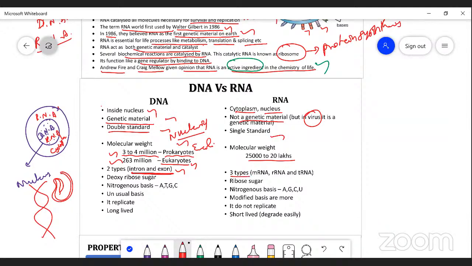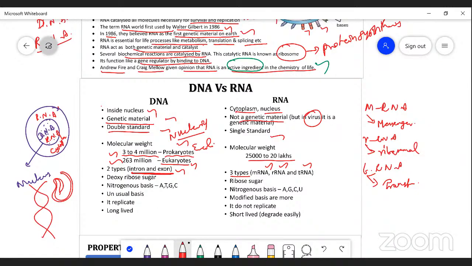RNA has three types: messenger RNA, ribosomal RNA, and transfer RNA. mRNA means messenger RNA, rRNA means ribosomal RNA, tRNA means transfer RNA. So how many types of RNA? Three types. How many types of DNA? Two types, intron and exon.